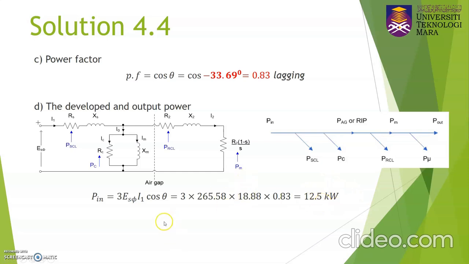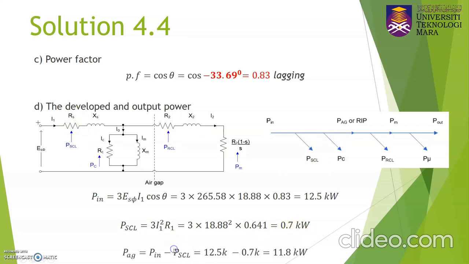And then, the P SCL here, based on the power equation, the formula is given by 3 I squared R. In this case, I is I1, R is RS, or R1. So you just substitute all the values: 3 multiplied by 18.88 squared multiplied by the value of R1 or RS, which is 0.641. You get the stator copper losses, given by 0.7 kilowatt.